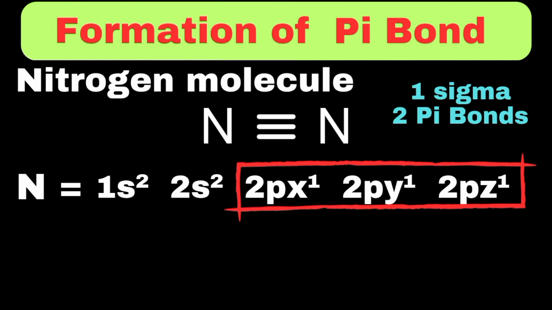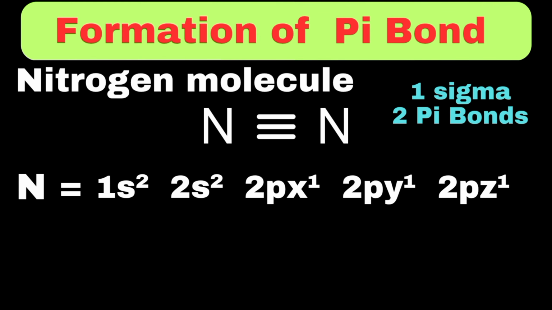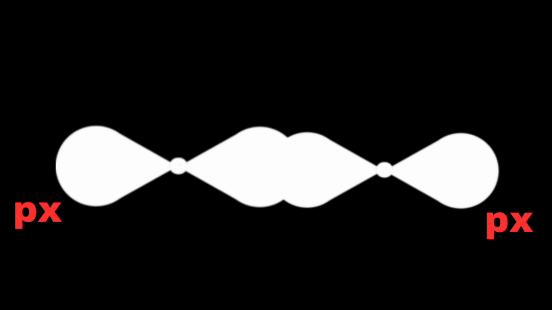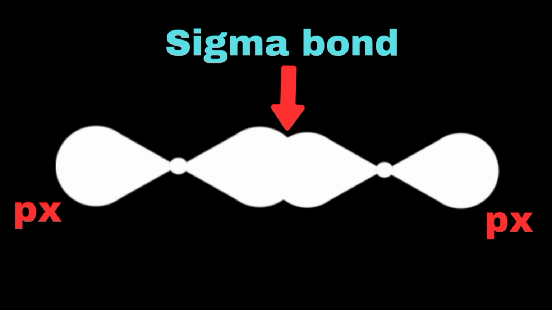Similarly, the second nitrogen atom will also have the same electronic configuration. In order to form a bond, first of all, the 2 px orbitals of one nitrogen atom will overlap with the 2 px orbitals of the second nitrogen atom. Since px orbitals always overlap in a parallel way, we can say that a sigma bond will be formed by the overlapping of px orbitals from each nitrogen atom.